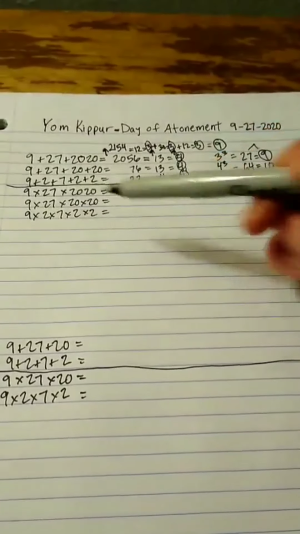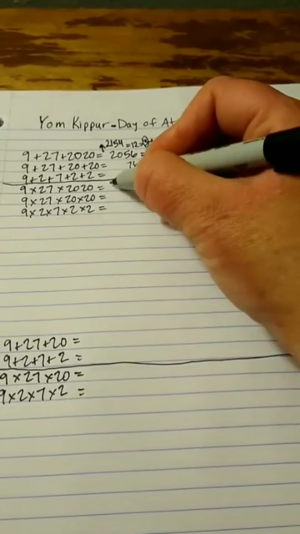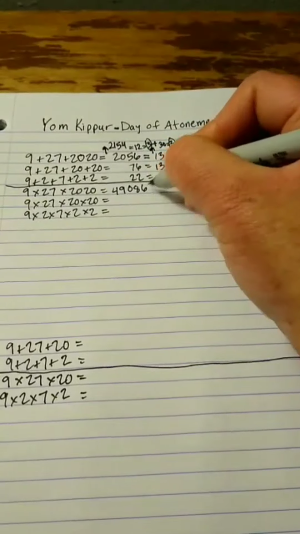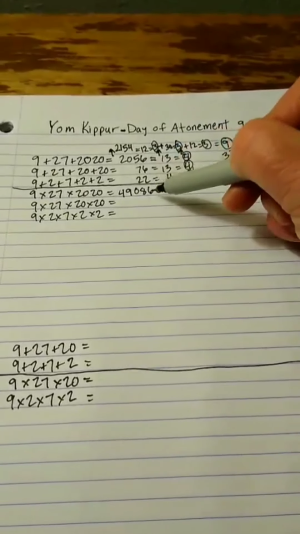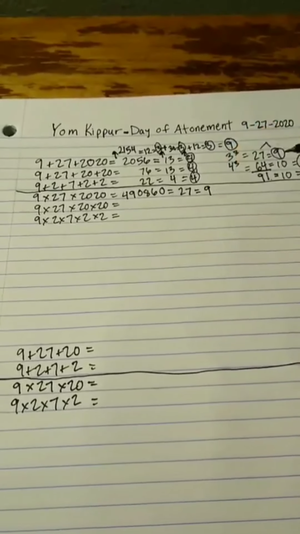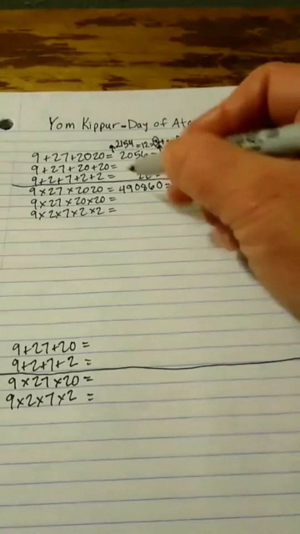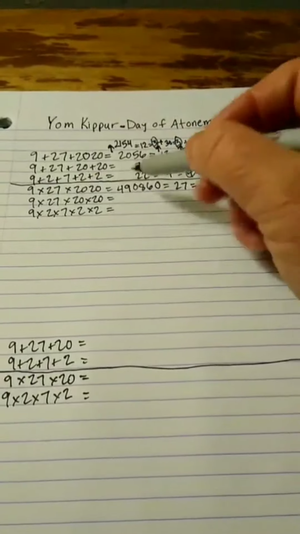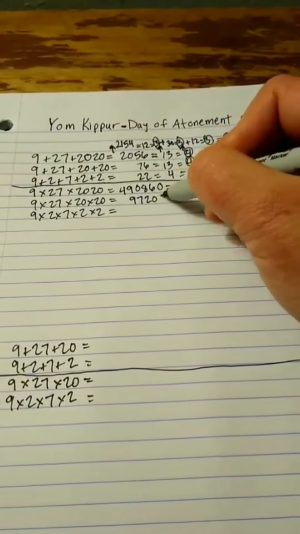All right, so 9 times 27 times 2020 is 490,860. So if we get 4 plus 9 plus 0 plus 8 plus 6 plus 0, it equals 27, which equals 9. 2 plus 7 is 9. Now, I guarantee you the other two are going to be 9 as well. So what we have here is 9 times 27 times 20 times 20 is 97200.